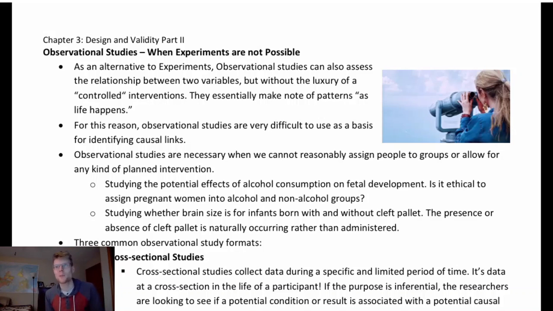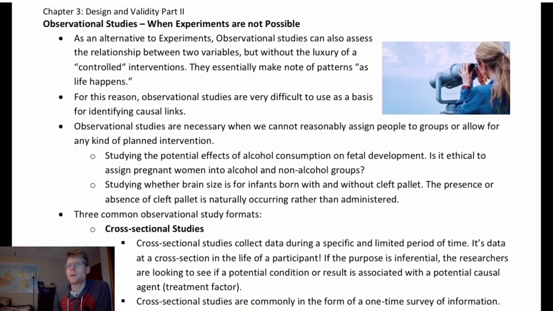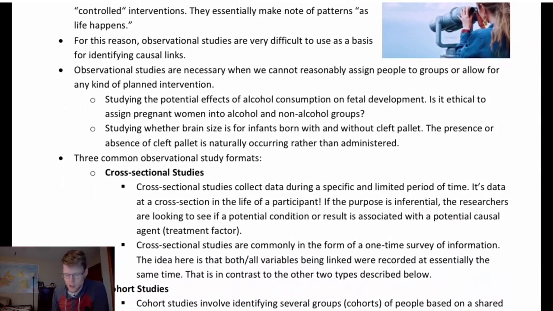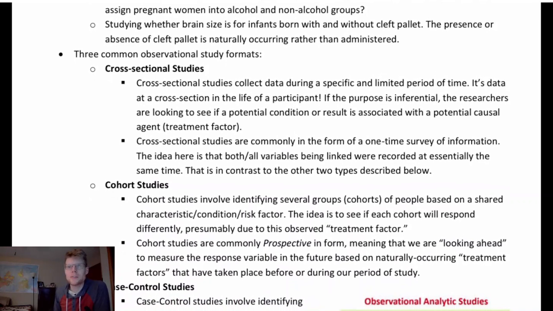So for that reason, observational studies are going to be a little bit weaker. They're not going to have strong internal validity in most cases because of that possibility. So let's talk about three different observational study formats. A cross-sectional study is probably the easiest one to understand. It's probably the one that you would think of most often if you had to think of one.